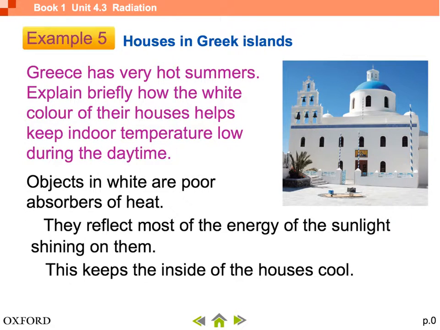In the example below, example 5, that's why we know why the houses in Greece are painted white. The reason is white colored surfaces are generally poor absorbers and poor radiators. Some of them may even reflect the energy away from it. That keeps the house cool.